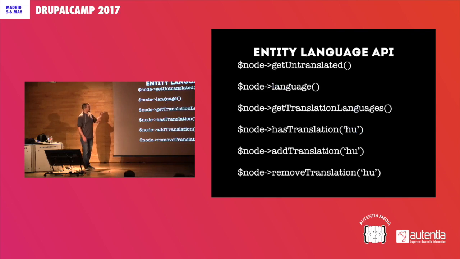In the same way, we have methods for get untranslated, for getting the source entity, the original entity that was translated. We have the language method for getting the language object for this entity. Get translation languages gives you all the language objects that this content has been translated to. And we have has translation. We have APIs for adding a translation or for removing them. So any operation you need to do on your content translation can be done from the API.